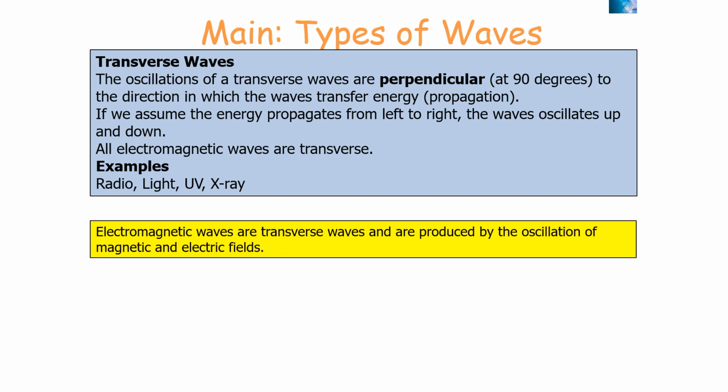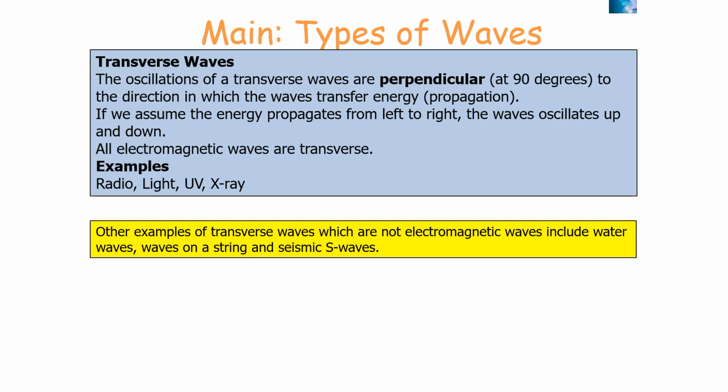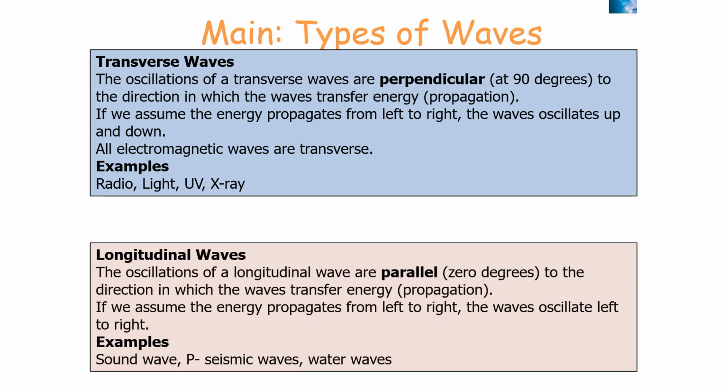So remember, electromagnetic waves are transverse waves and are produced by oscillations of the magnetic and electrical fields, so they're produced by the acceleration of moving charge. Now again, other examples of transverse waves which are not electromagnetic waves include water waves, waves on a string, and seismic waves. Longitudinal waves are waves with oscillations which are parallel to the direction in which the wave transfers energy. So if we assume the energy propagates from left to right, the waves oscillate from left to right, and examples include sound waves, P seismic waves, and water waves as well.